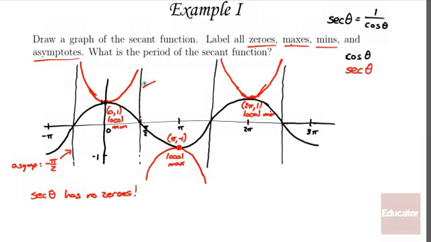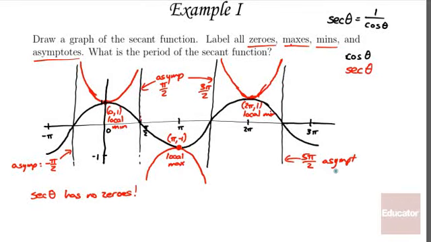And at pi over 2, we have an asymptote at pi over 2. And again at 3 pi over 2. And again at 5 pi over 2. So basically every pi units, we have an asymptote where the secant function blows up to infinity or drops down to negative infinity.